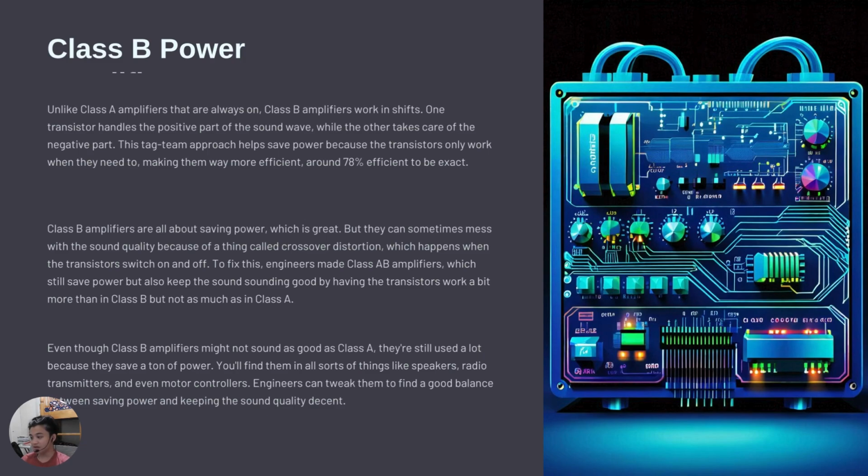Class B amplifiers are all about saving power, which is great, but they can sometimes mess with the sound quality because of a thing called crossover distortion, which happens when the transistors switch on and off. To fix this, engineers made Class AB amplifiers, which still save power but also keep the sound good by having the transistors work a bit more than in Class B, but not as much as in Class A.